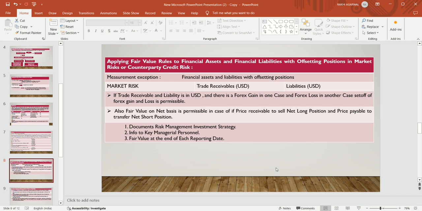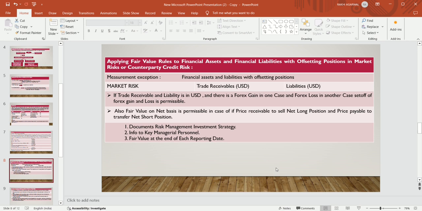That is, if trade receivable and liability are in USD and there is a forex gain in one case and forex loss in another case, set off of forex gain and loss is permissible as per Ind AS 113. Also, the fair value on a net basis is permissible. Means the fair value on a net basis is permissible in case the price receivable to sell a net long position and the price payable to transfer a net short position, so that net long and short are offset with each other.